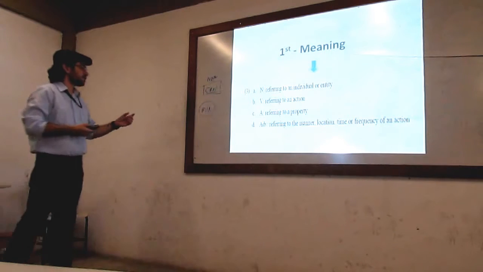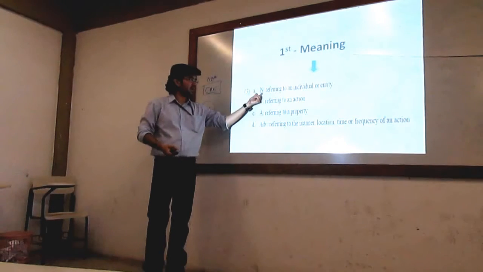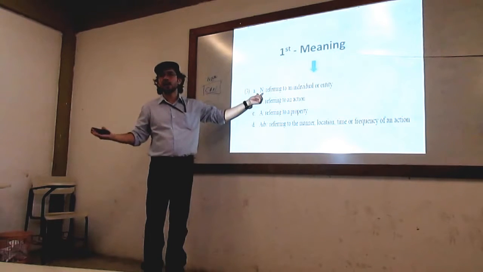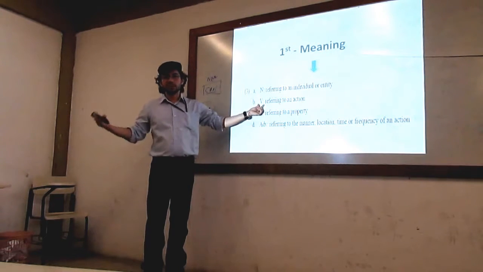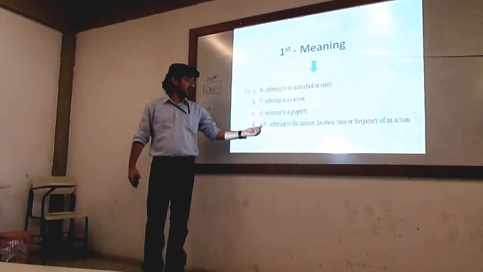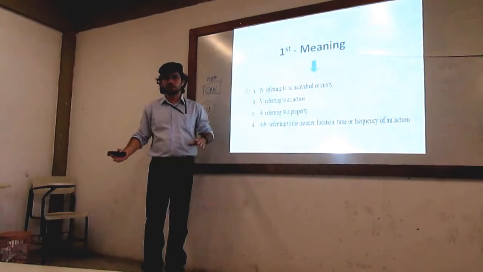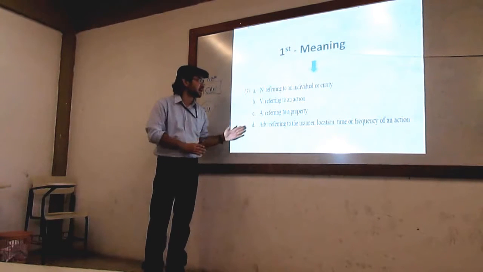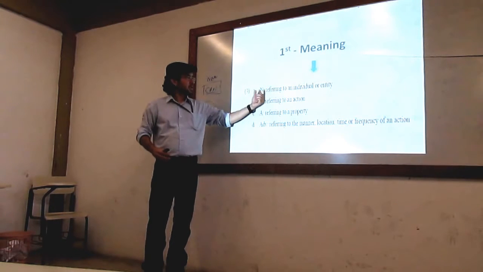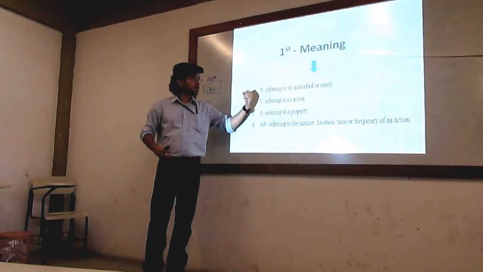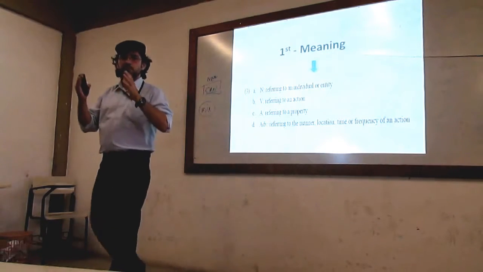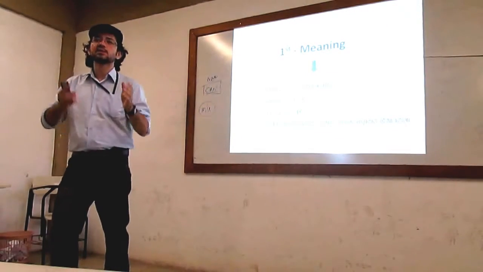Okay, here we have some letters that represent grammatical classes, like N represents nouns, V represents verbs, A represents adjective, and ADV represents adverb. Okay, it's a formal definition in syntax. So, noun is referring to an individual or entity. So, something that refers to an individual or entity is a noun.